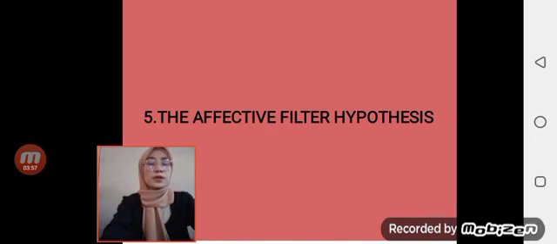And the fifth material, or the last material, is the affective filter hypothesis. Motivation, self-confidence, and anxiety all affect language acquisition in effect raising or lowering the thickness or penetration of any comprehensible input that is received.